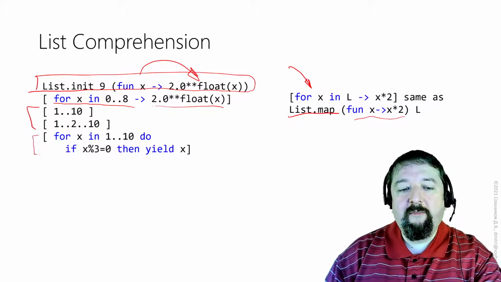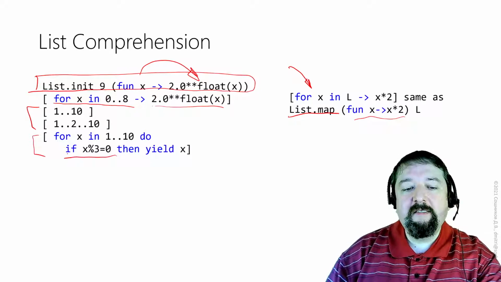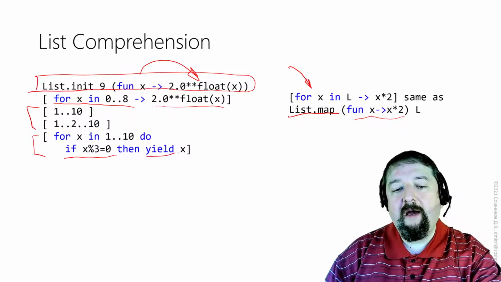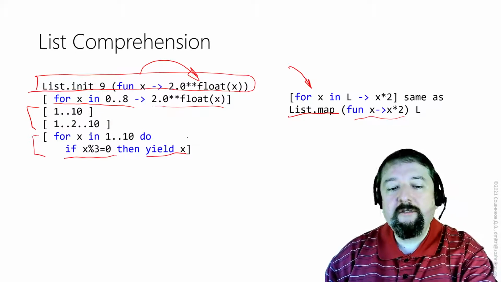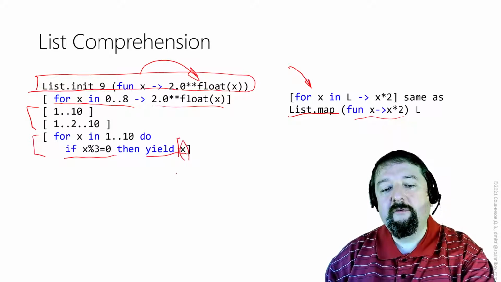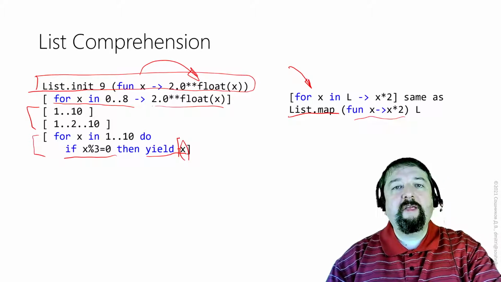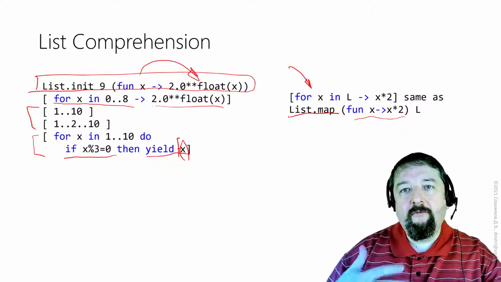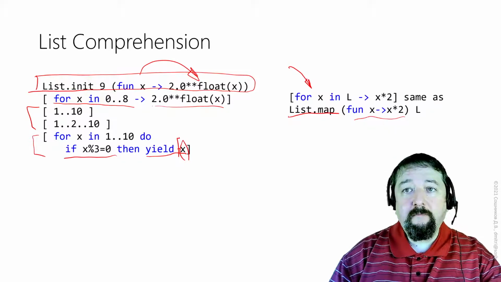So I can say, for example, for x in from 1 to 10, if x is divisible by 3, then I want to return x. So this corresponds to filter. But I can also say here yield f of x, and that would correspond to both map and filter. So in fact, this list comprehension operation can be used instead of any combinations of filtering and mapping, not reducing.